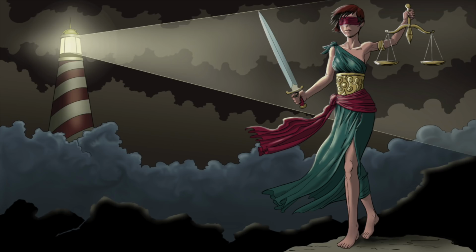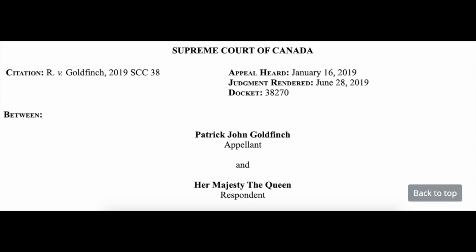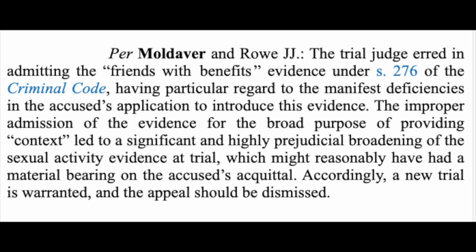Well, what is happening in court is that applications to use sexual evidence in court must be explicitly tied to specific statements or issues that arise from the prosecutor's case. In a 2019 decision, Supreme Court of Canada sent a man back to trial after he was acquitted because the jury was allowed to hear the statement in R versus Goldfinch that Mr. Goldfinch was friends with benefits with the complainant, and that implied that their casual sexual relationship made her more likely to consent. It was not just deemed to be common sense that knowing the nature of the relationship was part of the narrative and understanding what happened that night.